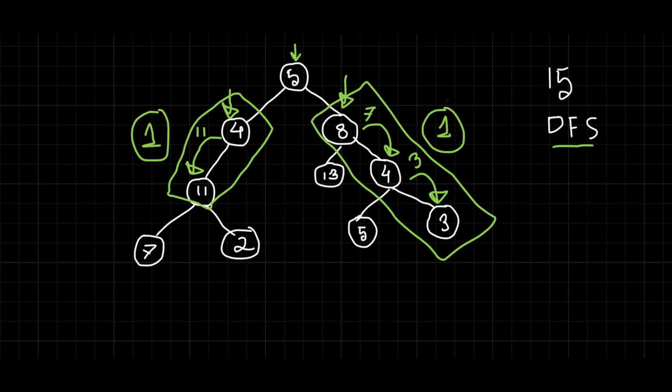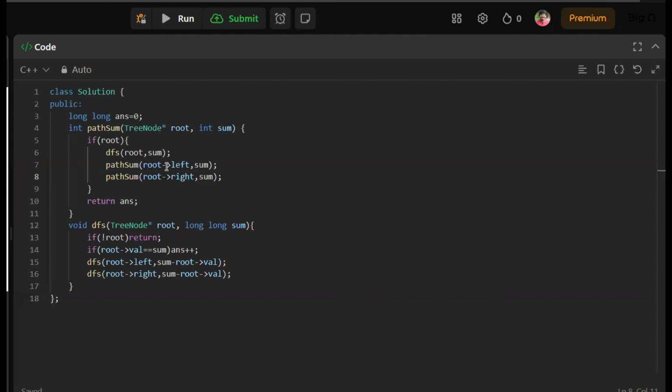So here we can see that by using the DFS algorithm, we have found two paths, so we have to return 2. I hope you understood the algorithm. Now let's move on to the code.